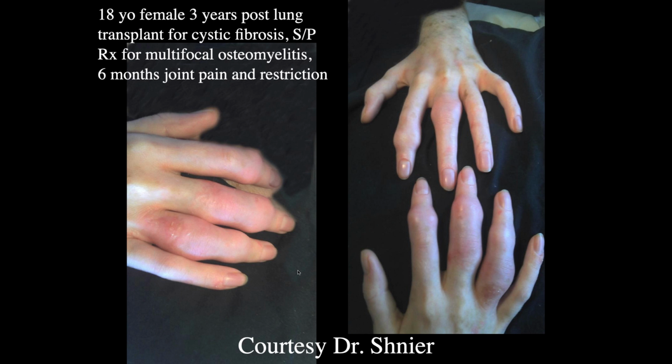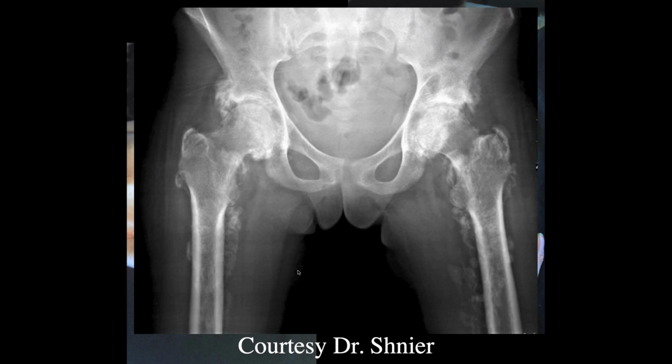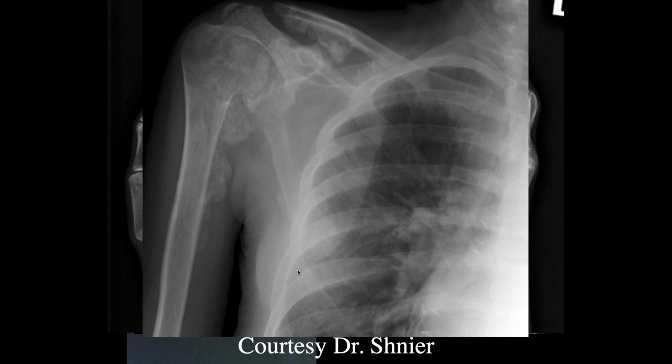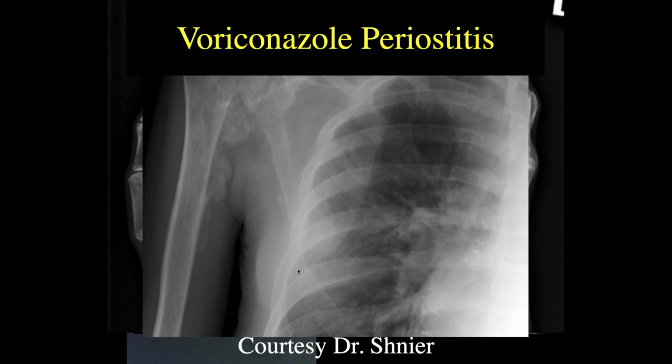So an 18-year-old female, 3 years post lung transplant for cystic fibrosis, status post 6 months of treatment for multifocal osteomyelitis. We just have radiographs showing marked thickening and erythema of the fingers bilaterally. And in the pelvis, there's a lot of heterotopic bone formation surrounding the femurs and acetabulum bilaterally. And there's heterotopic ossification surrounding the fingers, and that's just like pulmonary hyperostosis. Right. That's a very good thought.